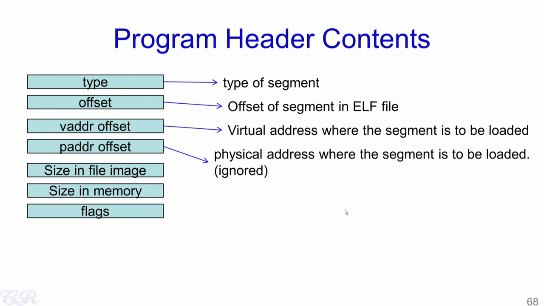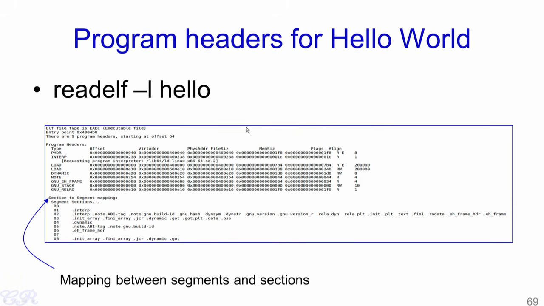Next, we will look at the program header contents. The program header also has several parameters such as the type of the program header, the offset, and the virtual address, essentially the virtual address where the segment needs to be loaded, and you have a p address offset which is essentially ignored. In order to get the program headers for our hello world program, we use readelf -l hello. Note that we are giving the executable here and not the object. These are the parameters printed related to the program headers: the type of the header, the offset, the virtual address where it needs to be loaded, the physical address, the memory size, and the flags.